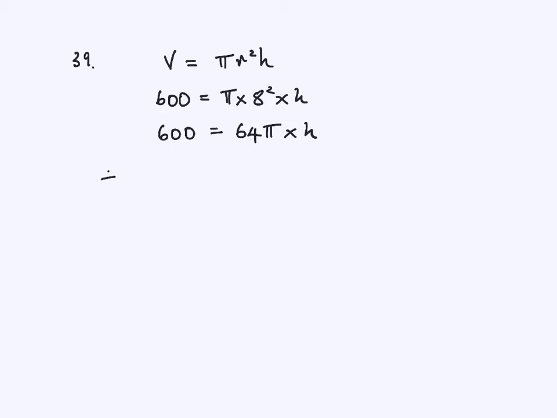Cylinder volume, pi r squared h, is one of the formulae that you're not given. We're told that the volume is 600. The radius of the base is 8, so pi times 8 squared times h. 600 equals 8 times 8 is 64, so 64 pi times h. What I want to do to get h on its own then is to divide by 64 pi. That's 2.98 centimetres.